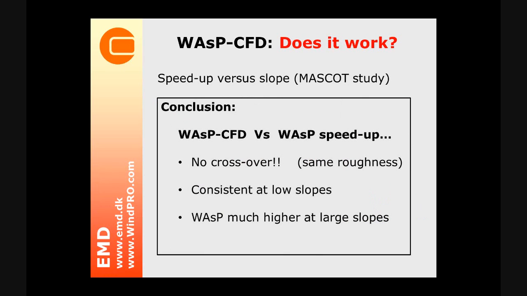So the conclusion for this comparison is that when you compare WASP-CFD with WASP speedups, we don't see a crossover, that is, if you use consistent roughness levels as input to WASP-CFD and WASP. And so the speedup factors of the two models are consistent at low terrain slopes, that is slopes less than 10 to 15 degrees. And at higher terrain slopes, we see much larger speedups using the linearized model WASP, as we would expect.